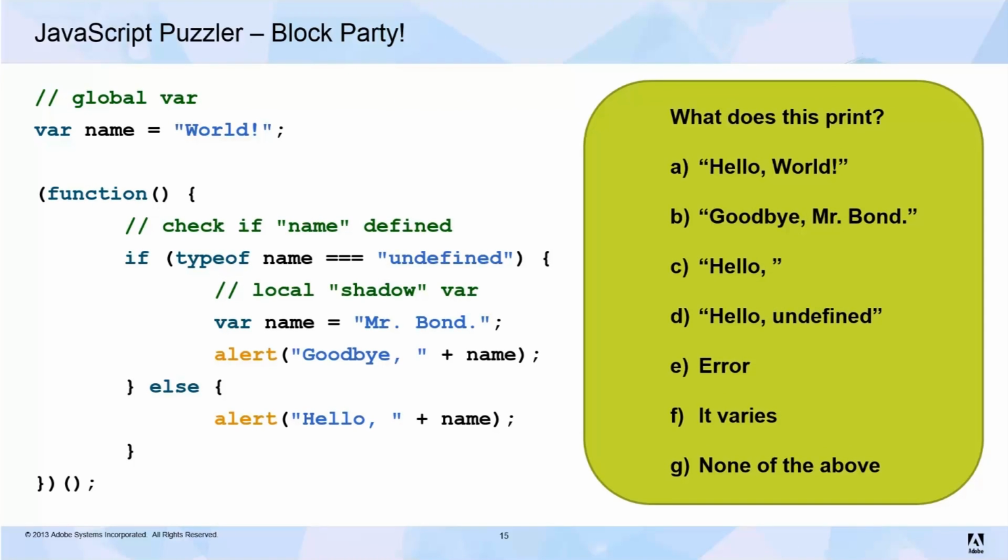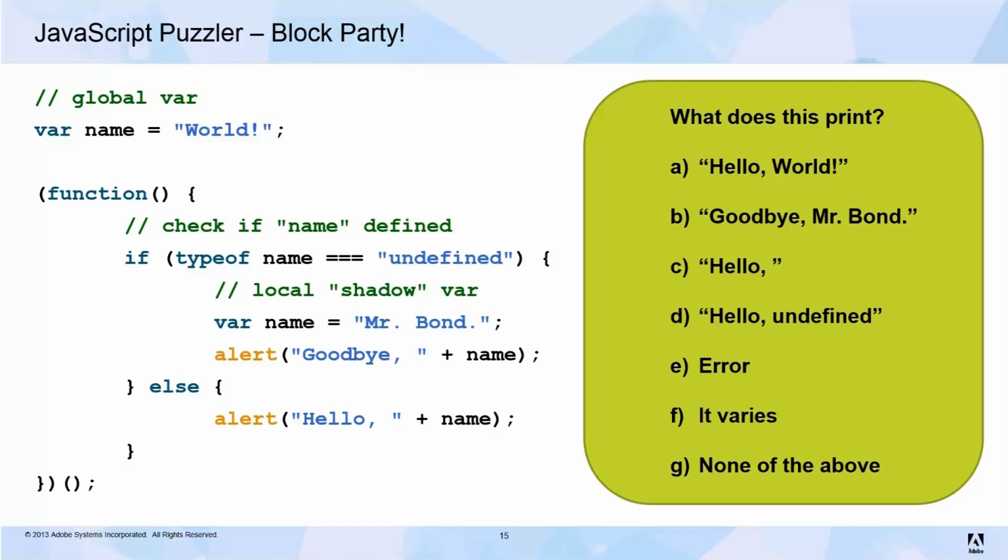So we have a variable called name, and it's declared in the global namespace. Then we have a self-invoking function, and inside of it we have an if-else statement. The if statement is checking to see if name is undefined. If it's undefined, then it's going to declare a variable name, initialize it to the string Mr. Bond, and alert goodbye plus the name variable Mr. Bond. But if it is defined, then it's just going to alert hello plus name.